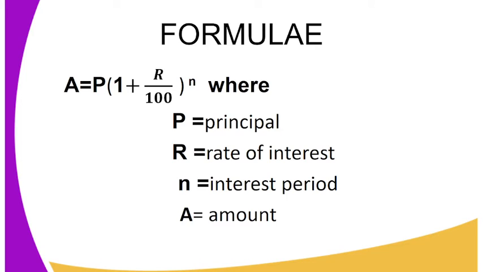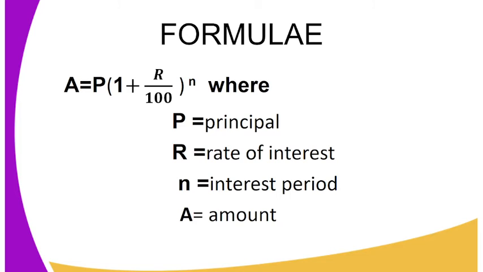And the formula for finding the total amount is A equals P into brackets 1 plus R over 100 raised to power n, whereby P represents the principal. Do you remember? Principal is the money borrowed, or the money banked. R is the rate of interest and n is the interest period. And then A is the amount, the final amount you pay to the bank when you are borrowing money, or the final amount you get after investing, after depositing your money in the bank.